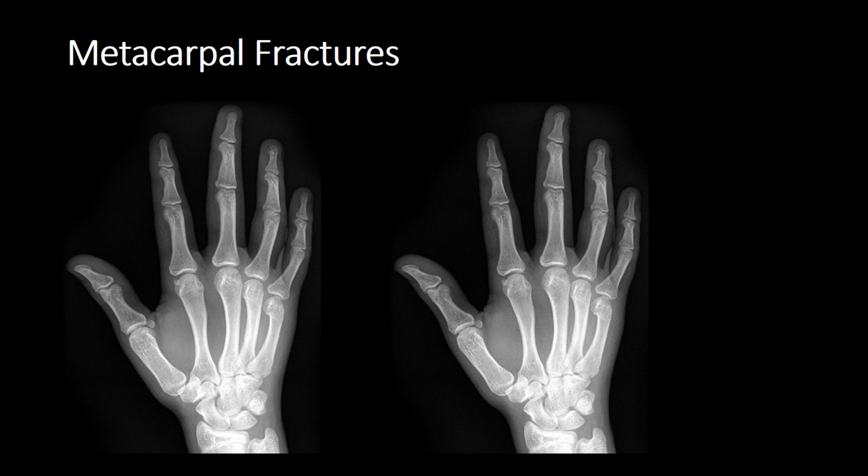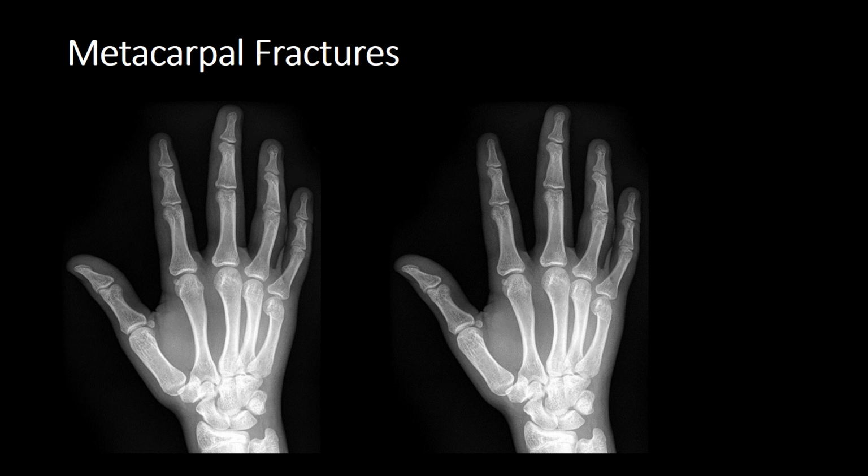Conversely, people who don't know how to box correctly fight with a curled fist, and so therefore what happens is that they get a fracture sustained to their fourth or their fifth metacarpal.